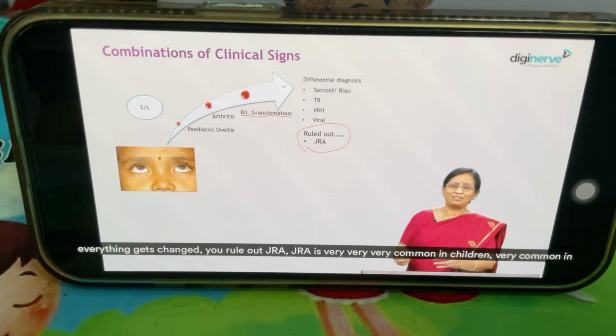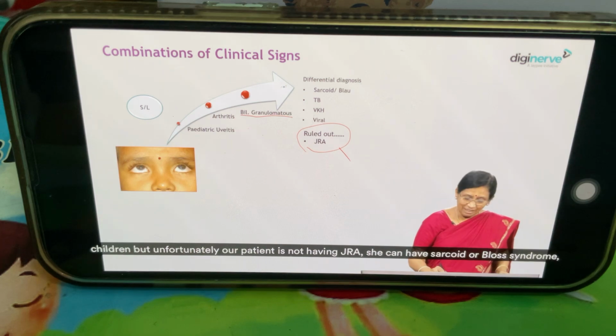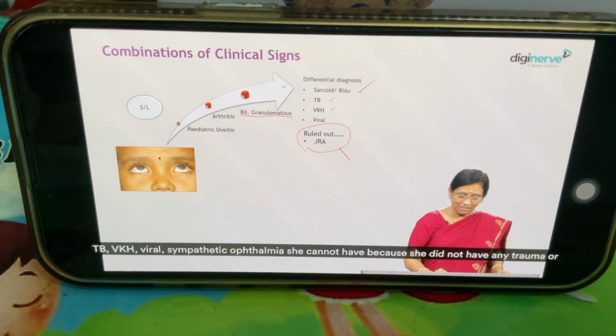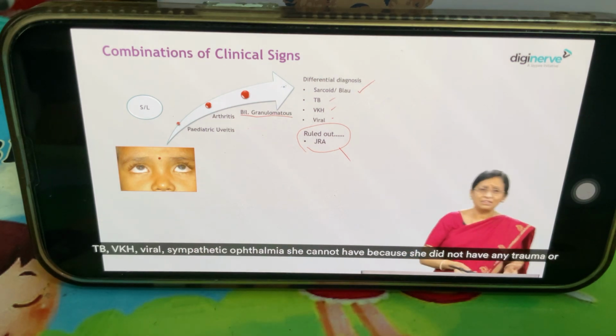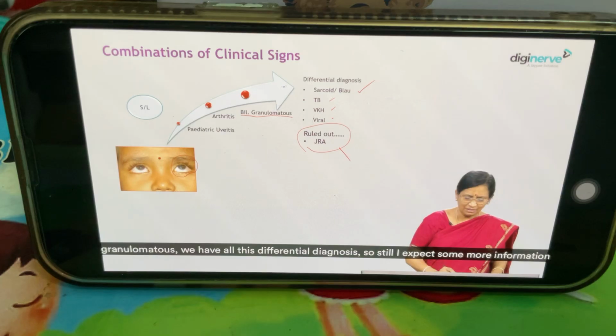JRA is very, very common in children. But unfortunately, our patient is not having JRA. She can have sarcoid or Blau syndrome, TB, VKH, viral. Sympathetic ophthalmia she cannot have because she didn't have any trauma or surgery. If you see this picture carefully, granulomatous KPs are seen very well. So bilateral granulomatous, we have all this differential diagnosis. So still I expect some more information from you.